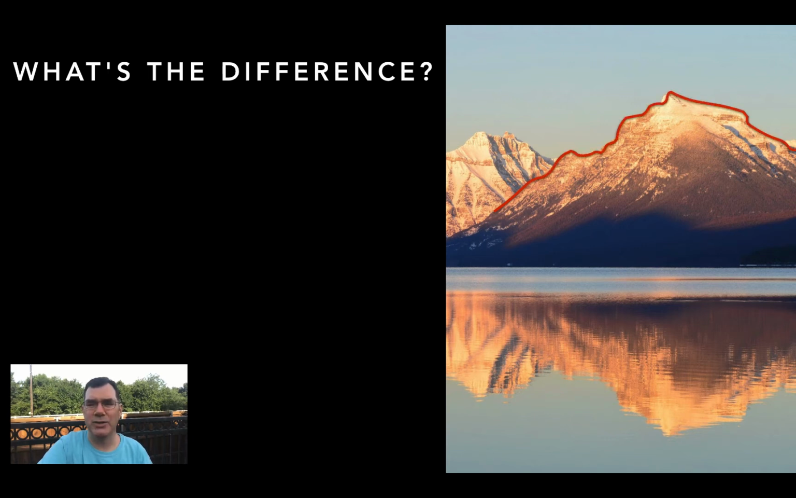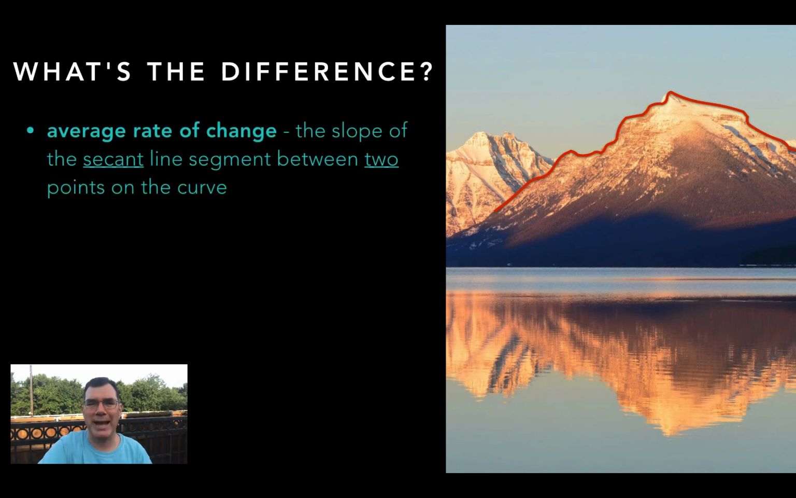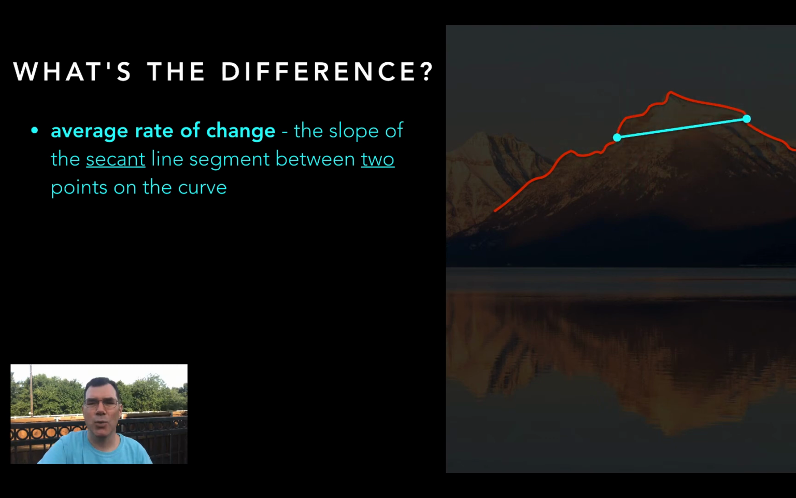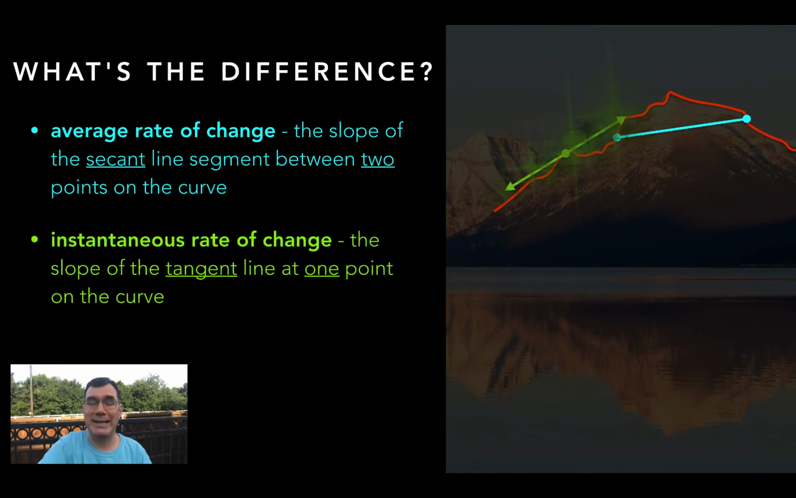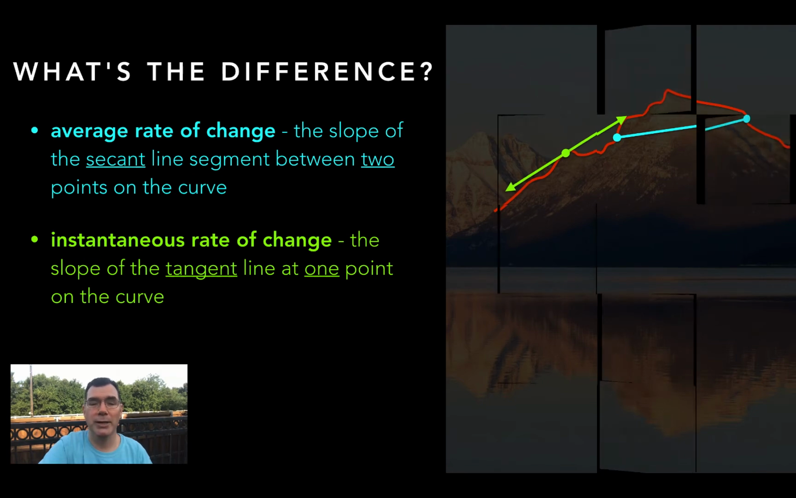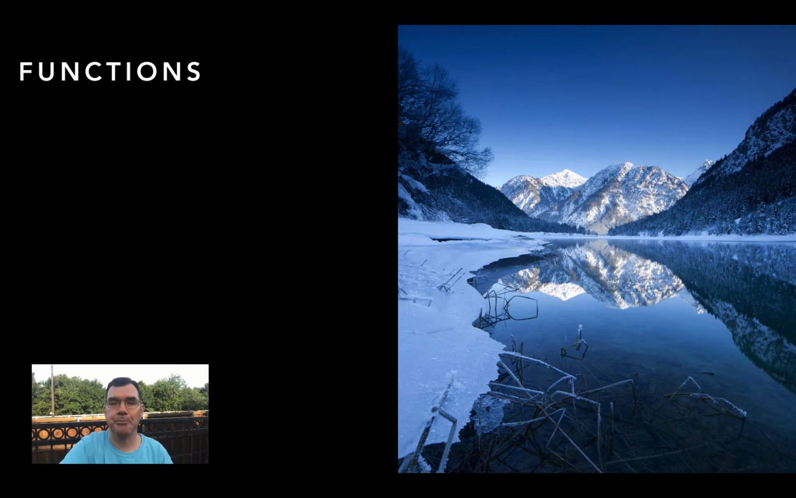Let's say that I've got this graph on the right, and I wanted to talk about what the average rate of change was. Well, the average rate of change is going to be the slope of a secant line between 2 points on the curve, as you can see. The difference is if I wanted an instantaneous rate of change, that's going to be the slope of a tangent line at 1 point on the same curve. So you can see the difference there.